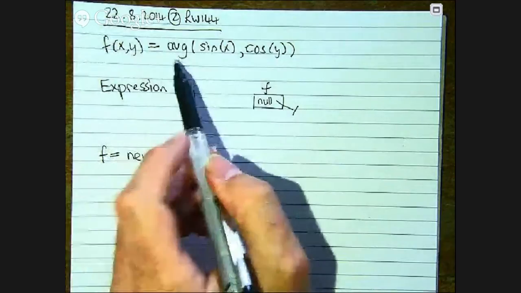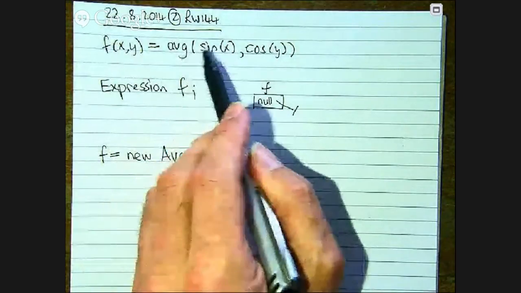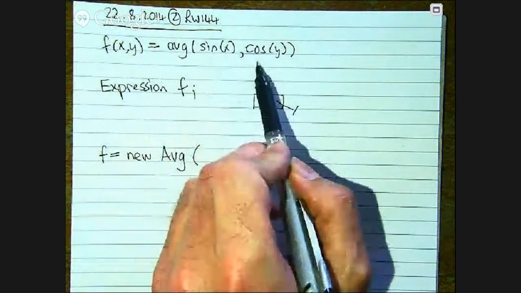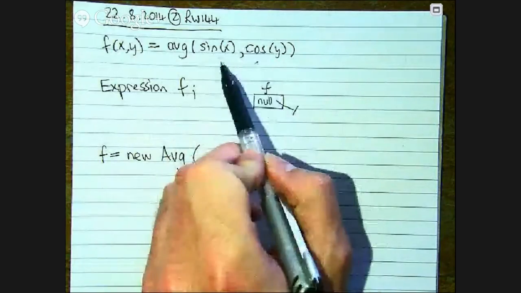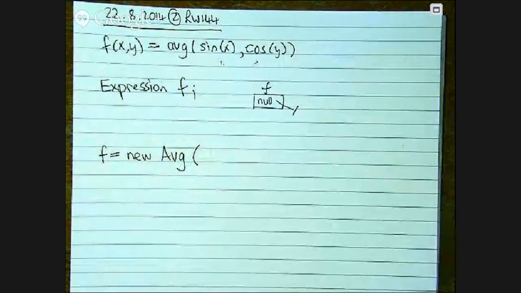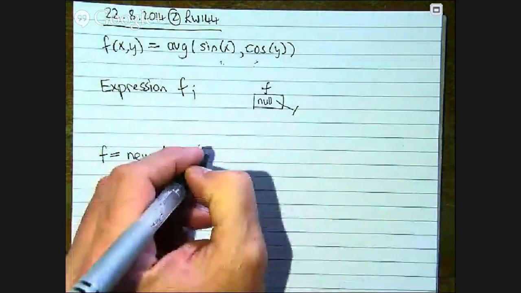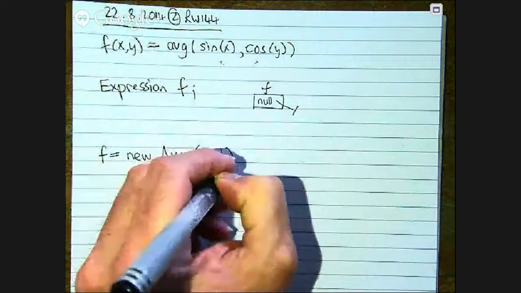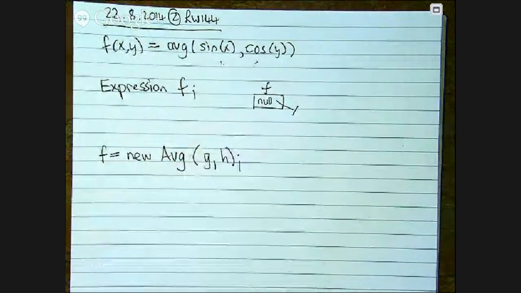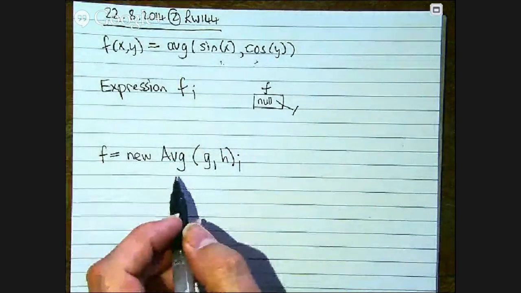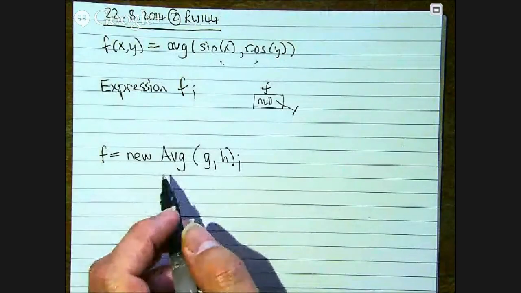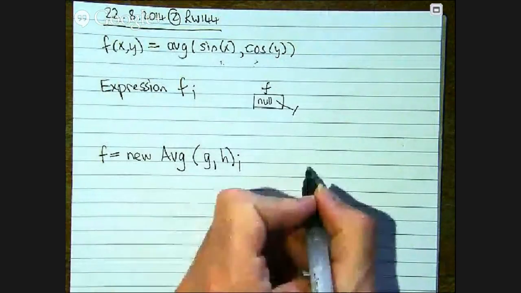And my average class, I've defined it to take 2 parameters. And those parameters are also expressions. They're sub-functions. So I need to pass 2 sub-functions to average. And for now, I'm going to call them G and H. I know I haven't declared them, and I know you don't know about them yet, but I'll call them G and H. When I say this, Java's going to say, Jaco wants a new instance of the average class.